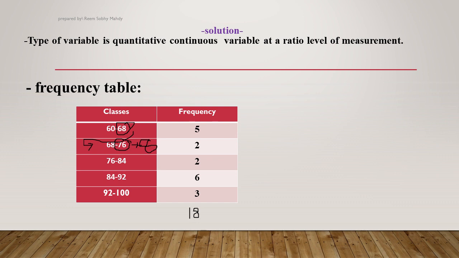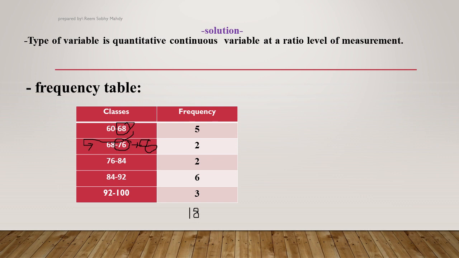After that, we have to go and count the frequency for each class. But be careful that 68 is not included in this class. It's included in the second class. And also 76 is included in the third class, not in the second class. So our frequencies will be for the first class 5, for the second 2, 2, 6, 3, and so on. If we add these frequencies, the total will be 18, and this means that the 2 properties, which are mutually exclusive and collectively exhaustive, are available in our frequency table.